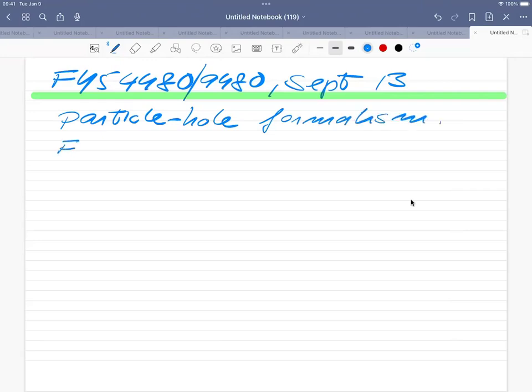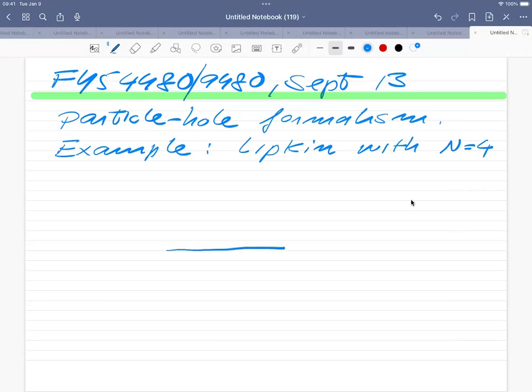So the example which we are going to take is the Lipkin model with 4 particles, with n equal to 4. And we are going to make an ansatz of the ground state. So let's just quickly remind ourselves of how this looks like.